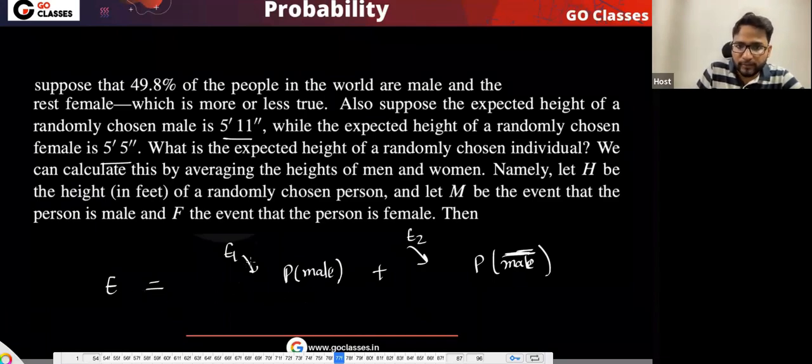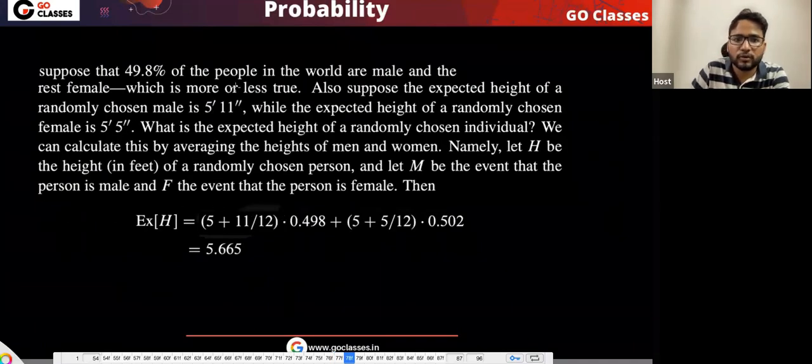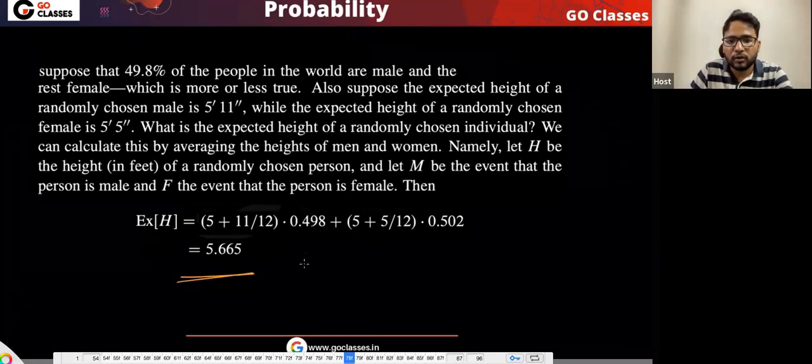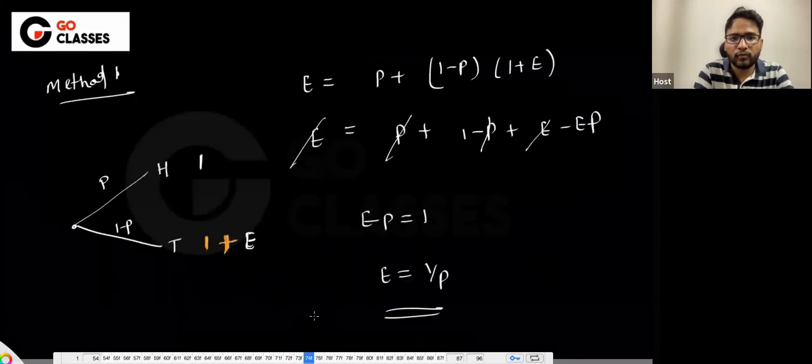That is given to us. You can just do it. Maybe the expectations are given, I think I have them in the next slide. So you can convert this 5 foot 11 inches into just feet by dividing by 12, and then you can get the final answer. How are we getting the answer? Because of the rule that we have, which is the law of total expectation.